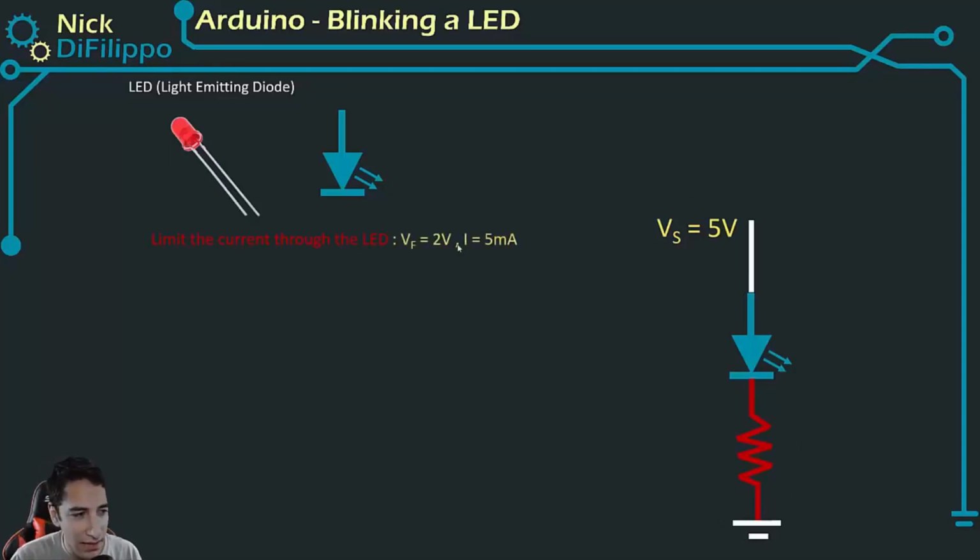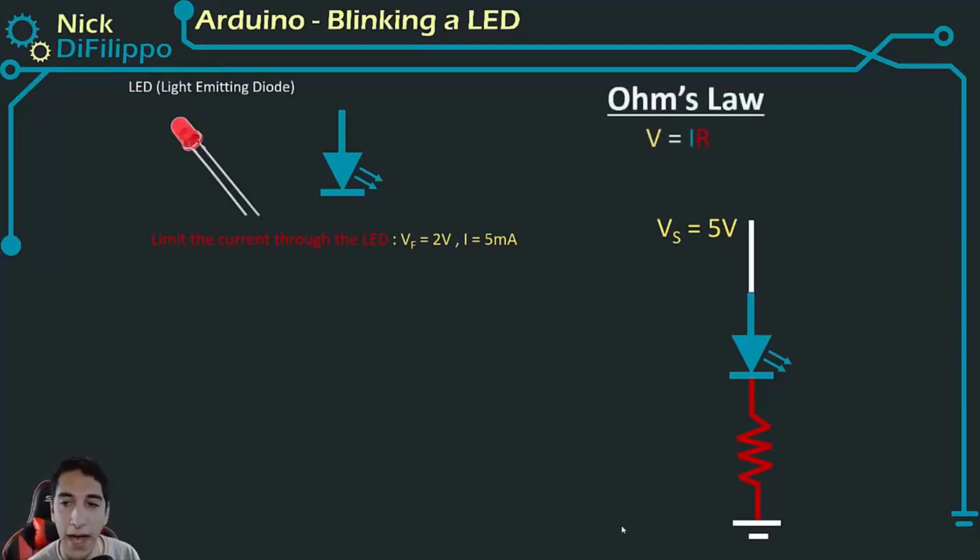I know that the forward voltage over my LED is 2 volts. The current, I get to choose this. I want to limit the current to 5 milliamps. This is well below 20 milliamps, which is the maximum forward current of my LED. And I need to figure out what this resistor value is going to be.